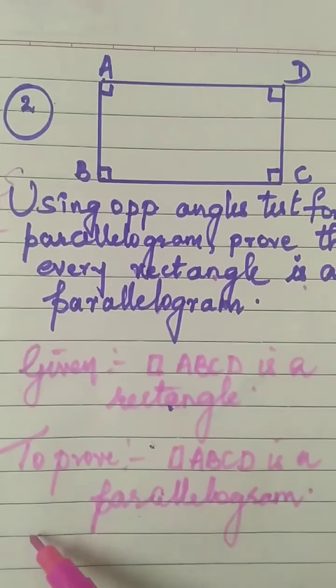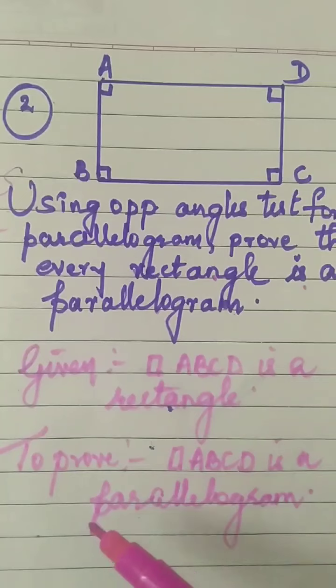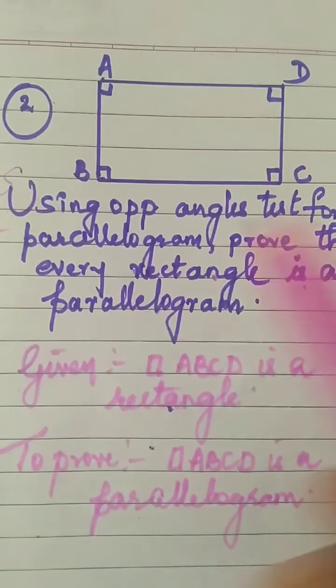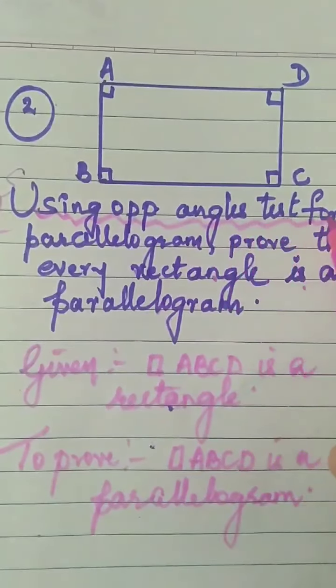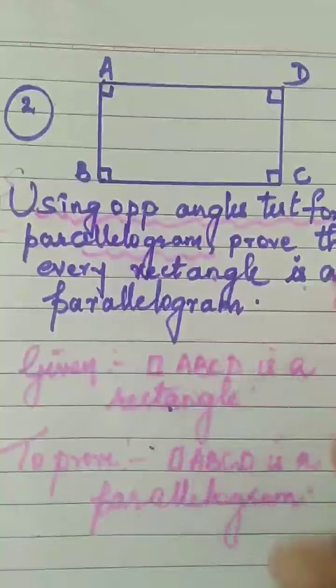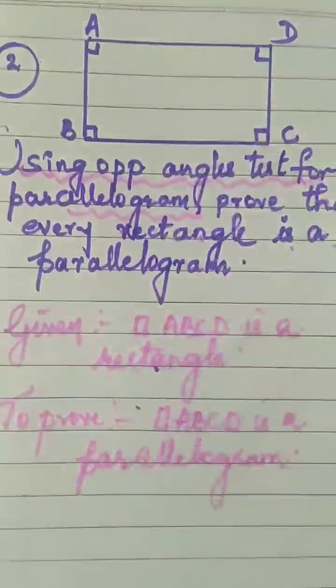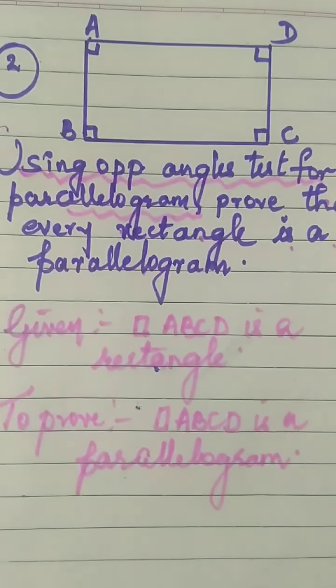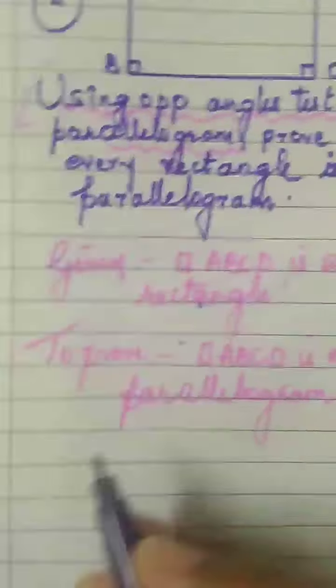Not like the previous sum. In the previous sum, which test did we use? If a pair of opposite sides are parallel and congruent, then it is a parallelogram. Here they are asking us to use the opposite angles test for parallelogram. Remember, if the opposite angles are congruent, then it is a parallelogram. वो test use करके we want to prove that this rectangle is a parallelogram. Okay, so let's start. Proof.